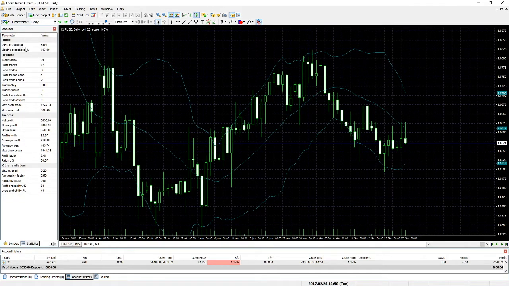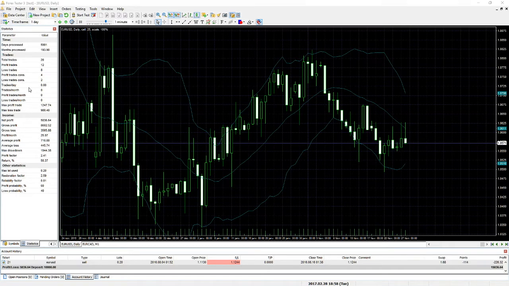This is what I want to look at. So days processed, months processed, pretty simple. The days that I've been going through and months I've been going through. Took 20 trades. 12 of them were profitable. 8 of them were losses. My most consecutive number of trades was 4, so I've had 4 consecutive winning trades. Maximum of 2 consecutive losing trades, which is pretty good.